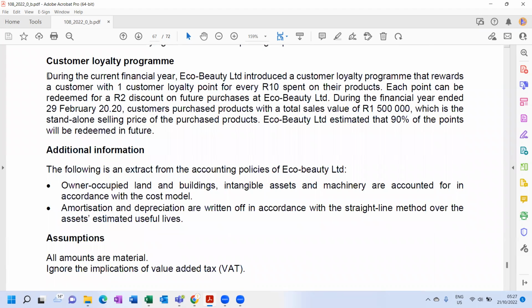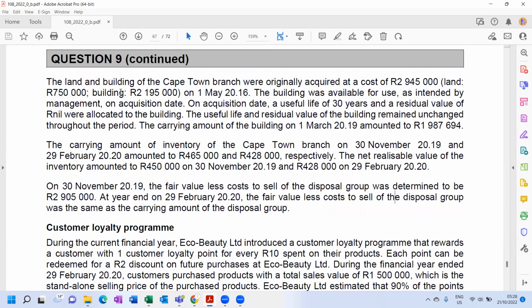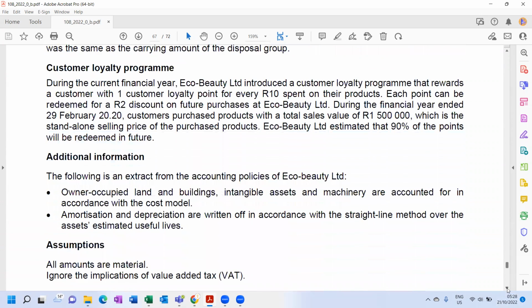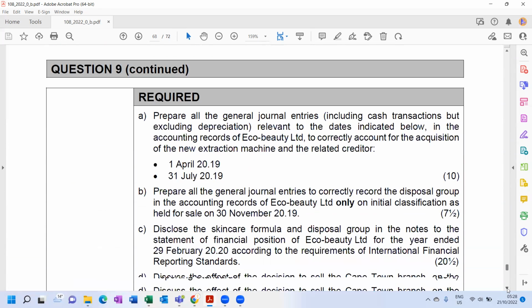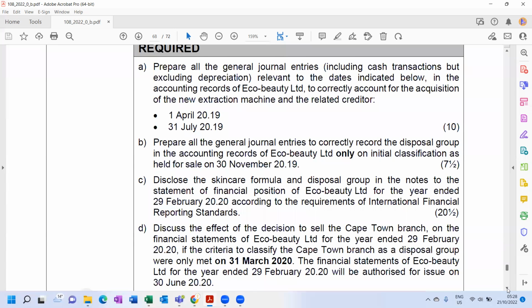During the financial year ended 29 February, the customers purchased products with a total sales value of 1.5 million, which is the standalone selling price of the purchased products. Eco Beauty Ltd estimates that 90% of the points will be redeemed in future. Let's look at the required, and then I'll explain how to think through a revenue question. Hopefully you watched some of the revenue videos that we have. Although it was CTA level, the principles still remain the same, just on a much lower complexity scale.